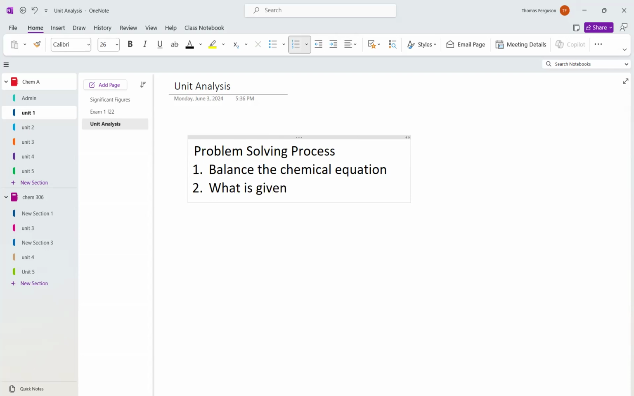Okay, the next step is, what is given? Again, it's going to be a paragraph, so you have to go through it and see what information is given to you. That's what you're going to start with. Next one is, what are you trying to calculate? So given, calculate. Then there's the setup, which is a series of conversions to go from given to calculate. We're going to do a bunch of examples on this today, so you get the idea. Dry lab 2 is problem solving using unit analysis, so you're going to have a lot of practice as well.